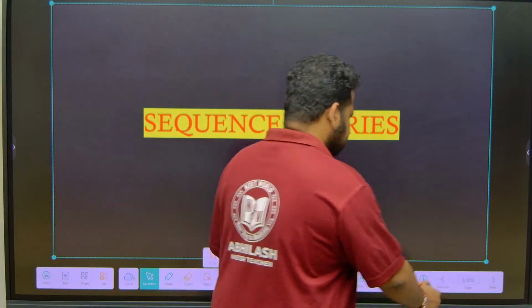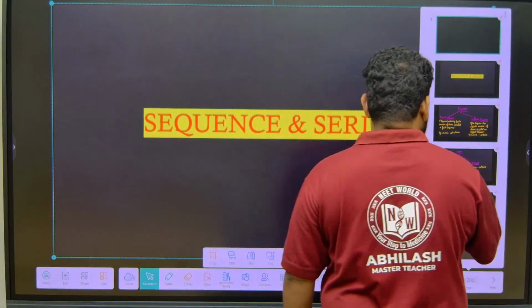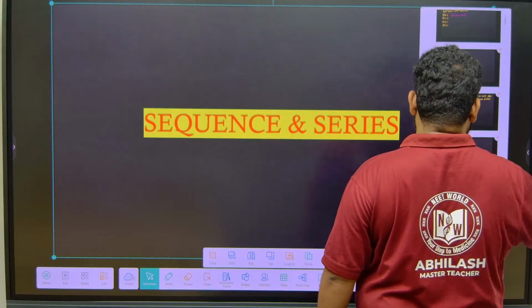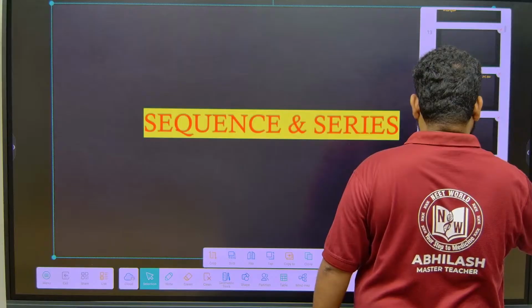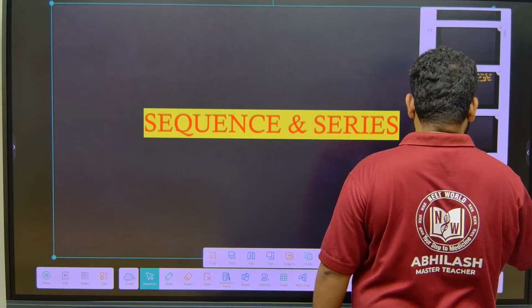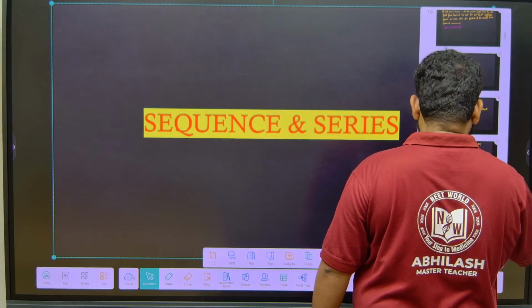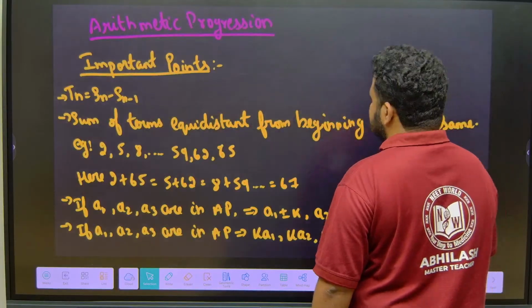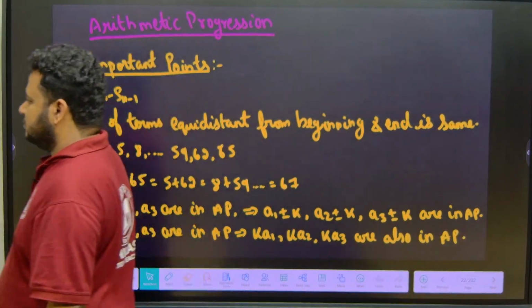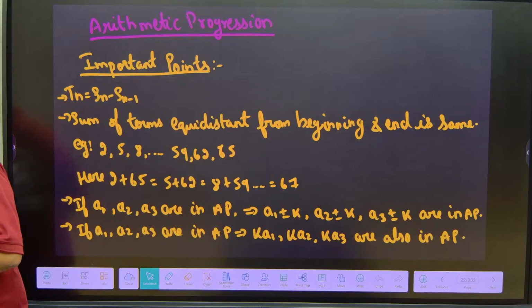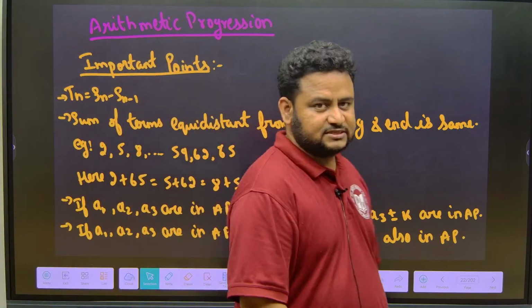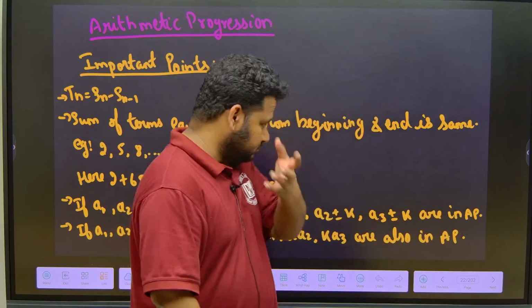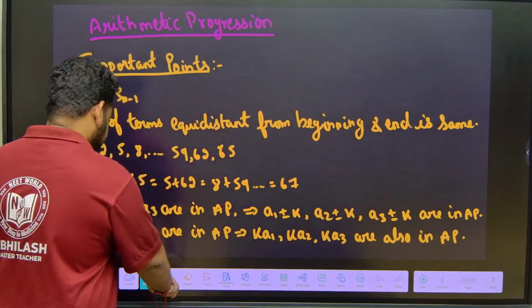Now let us start with our discussion on sequence and series. We have already done most of the questions on AP, so today we'll be continuing from where we left off in the previous session. We have some important points pertaining to arithmetic progression to discuss, so let us begin without any further ado.